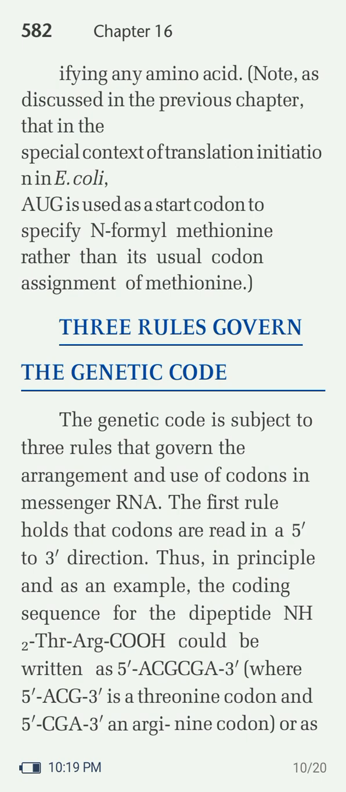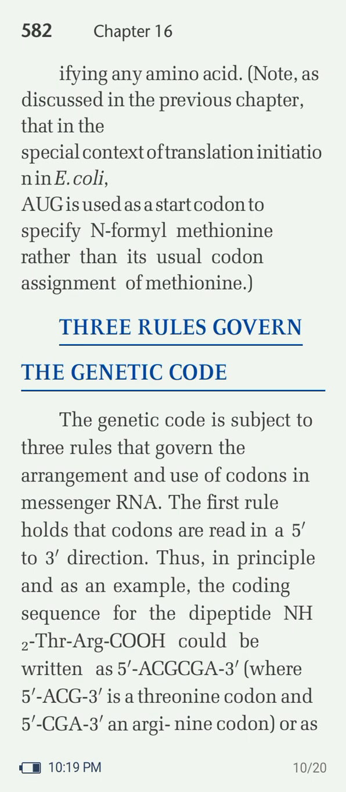Then, three rules governing the genetic code. The genetic code is subject to three rules that govern the arrangement and use of codons in messenger RNA. The first rule holds that codons are read in a 5' to 3' direction.